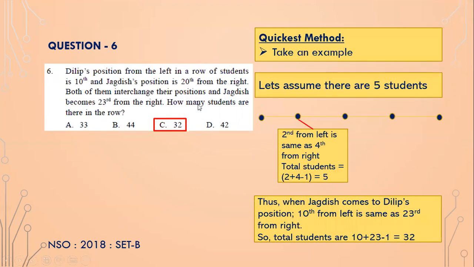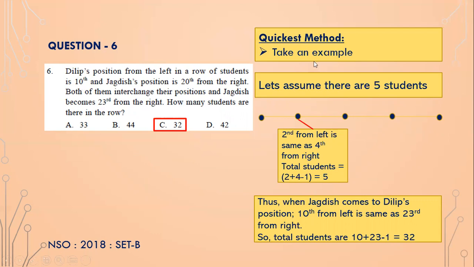Dilip's position from the left in a row of students is 10th and Jagdish's position is 20th from the right. Both of them interchange their positions and Jagdish becomes 23rd from the right. How many students are there in the row? So 10th from the left and 23rd from the right is the same position, because they have interchanged the positions.